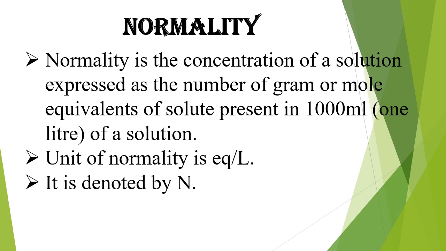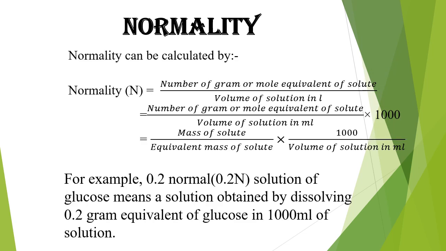Normality is the concentration of a solution expressed as the number of gram or mole equivalents of solute present in 1000 ml or 1 liter of a solution. The unit of normality is equivalents per liter and it is denoted by the symbol N. Normality is calculated by using the following formula. Normality is equal to number of gram or mole equivalents of solute divided by volume of solution in liter.